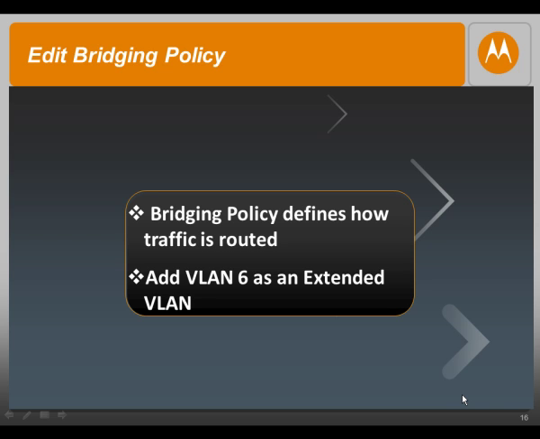In order for VLAN 6 to be an extended VLAN, it has to be defined somewhere in the config. Hence, in WiNG5, we have introduced a new policy called the bridging policy. The bridging policy essentially defines how packets are routed within devices, either local bridging, where all the packets are routed locally by an AP or a switch, or by extended VLANs, where packets are tunneled back to a certain switch.